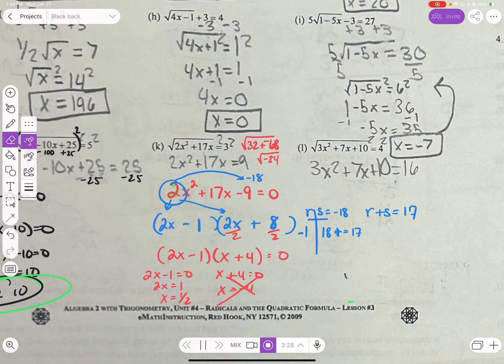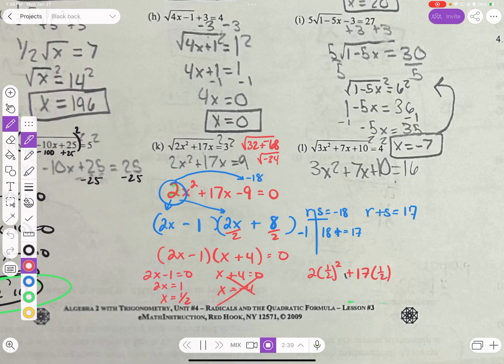I'm going to check my half now. 2 times 1/2 squared plus 17 times a half. Now I still have to square root that, and I have to see if that gives me that 3 on the right-hand side. So let's see here. 2 times a half times a half is a fourth right there. And so 2 times a fourth, that'd be like 2 over 4, so that's a half, plus half of 17 is 8.5. 1/2 plus 8.5, oh, that adds up to 9. Oh, the square root of 9 is 3.